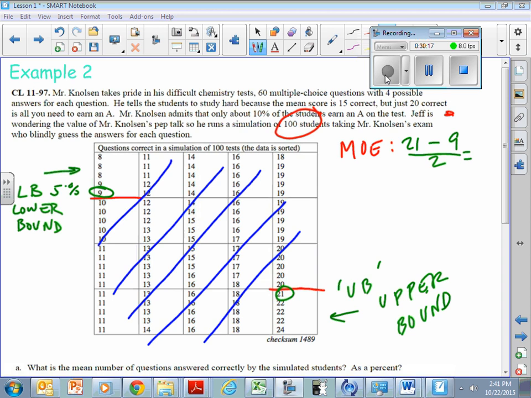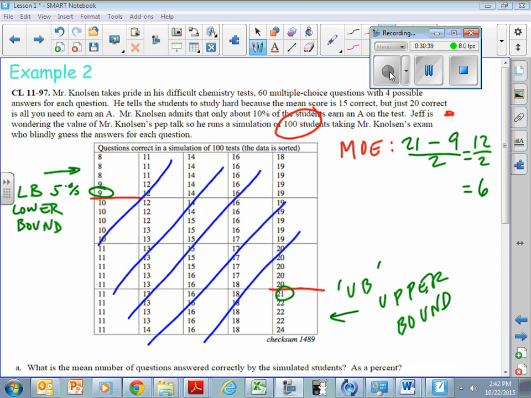It's possible. 21 minus 9 is 12. 12 divided by 2 is 6. So the margin of error is 6, which I think eventually has to be turned into a percent, but for now I'll just leave it as a 6. Would it be 60% or would it be 6%? It's just going to be a 6 for now. Let's just keep it as a 6 and I'll find out what that 6 will represent.